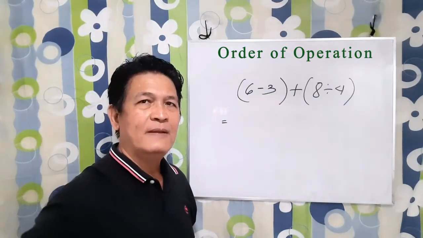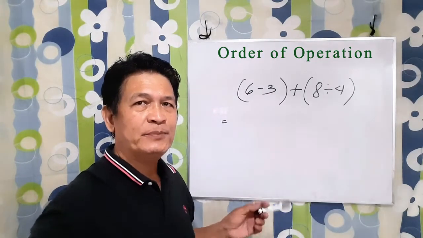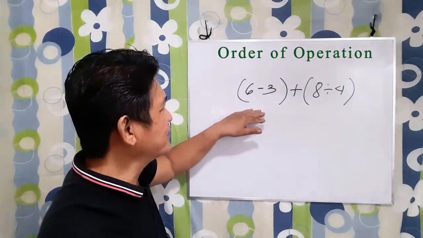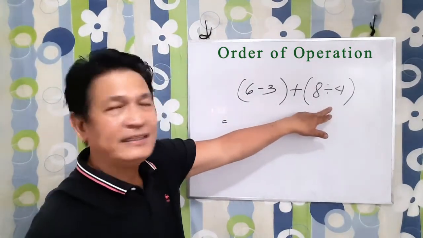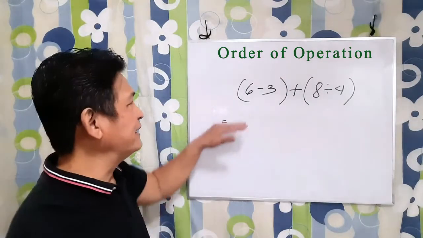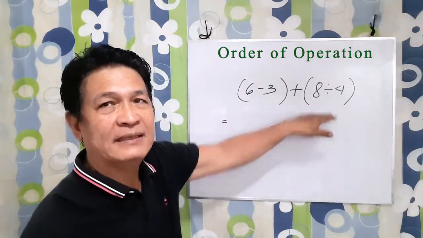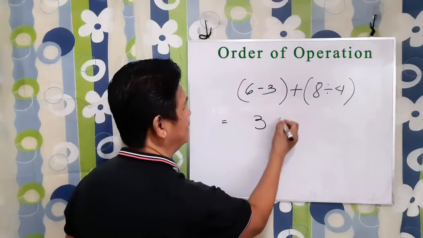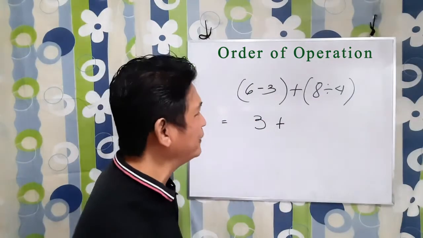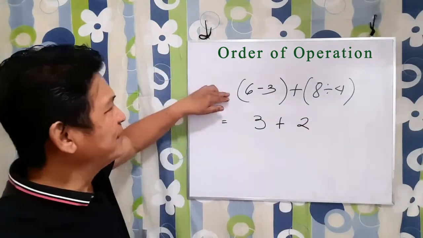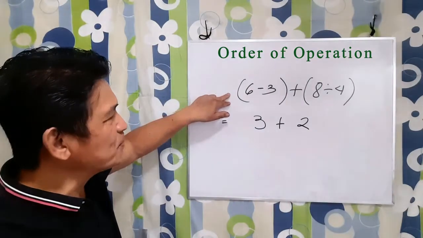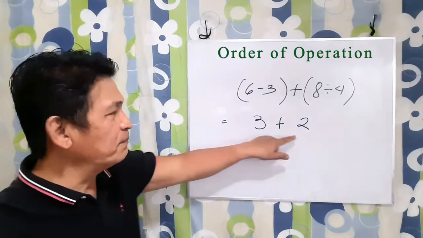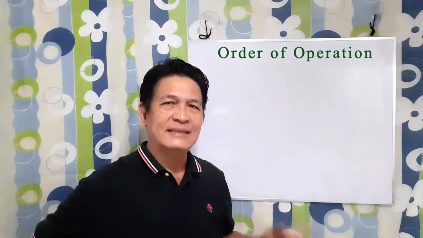Here's another example on simplifying a group of numbers with a parenthesis. So you have 6 minus 3 plus 8 divided by 4, each in parentheses. Simplify this by removing first your parentheses. So that becomes 6 minus 3 is 3, plus 8 divided by 4 is 2. You have now simplified your 6 minus 3 and 8 divided by 4 into 3 plus 2.